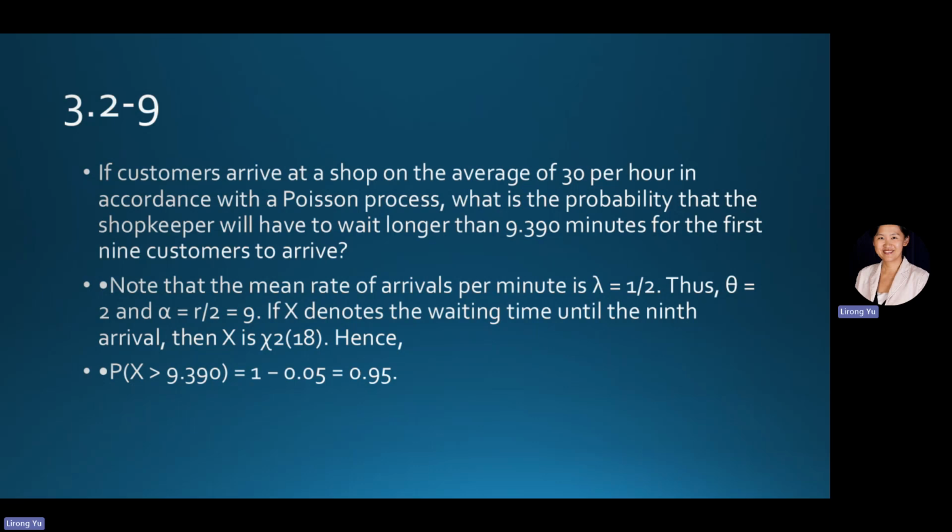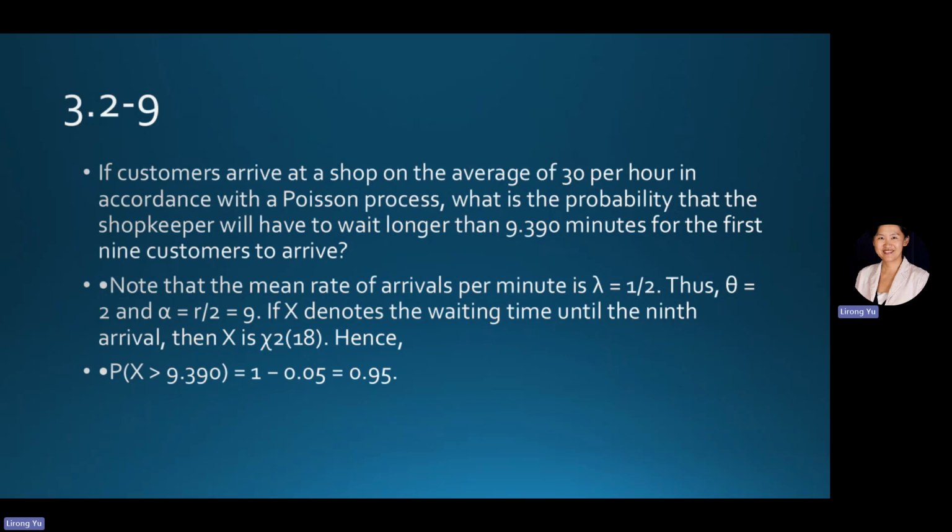In chi-square, alpha equals r over 2. And alpha is the number of customers. So r over 2 equals 9, so r equals 18. That's why we decided to use r equal to 18 for the chi-square distribution.